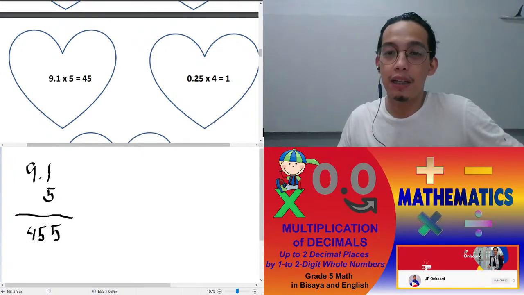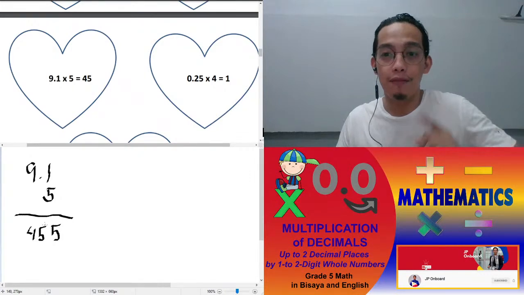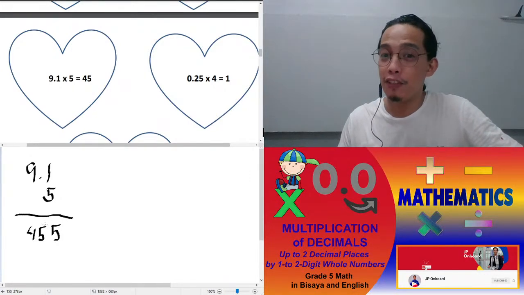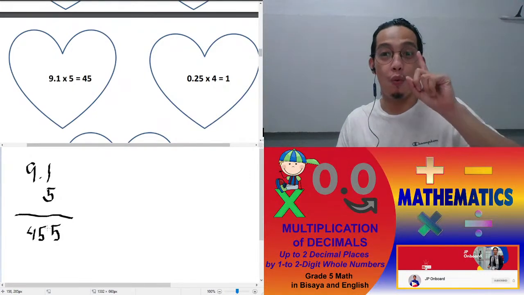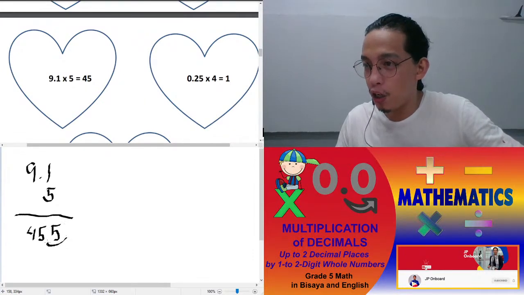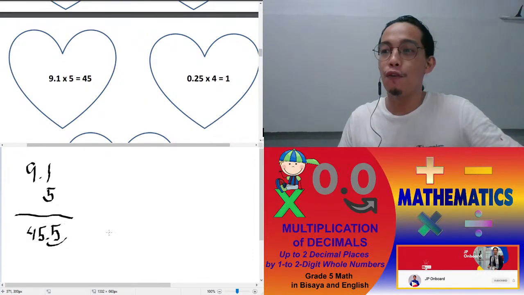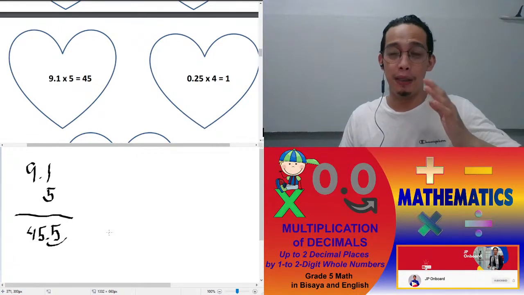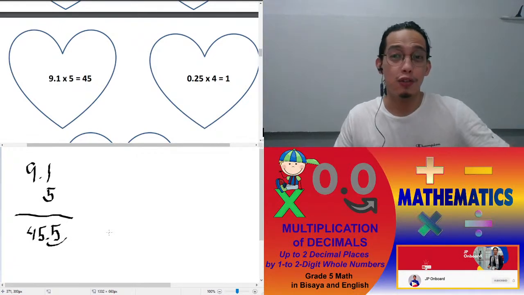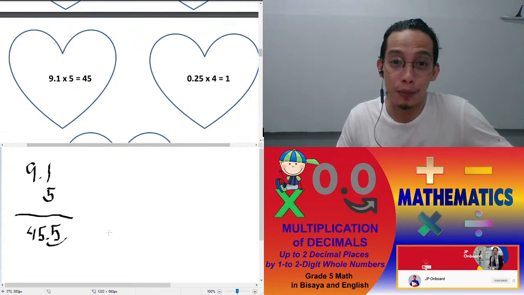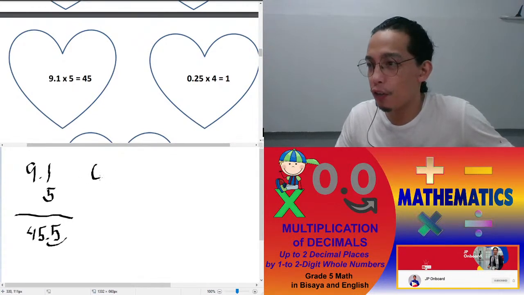Okay, and then we count the decimal places. In 9.1, we have one decimal place. In 5, we don't have a decimal place, so it's just 1. So we will start here, 1. So the answer is 45.5. So the one in the equation is wrong, so you shade it with blue.